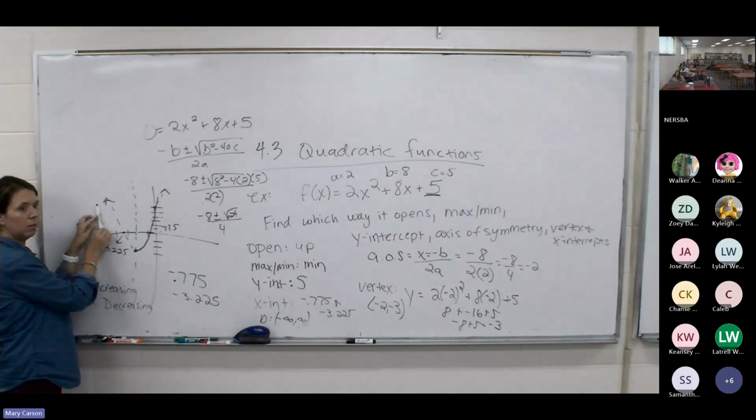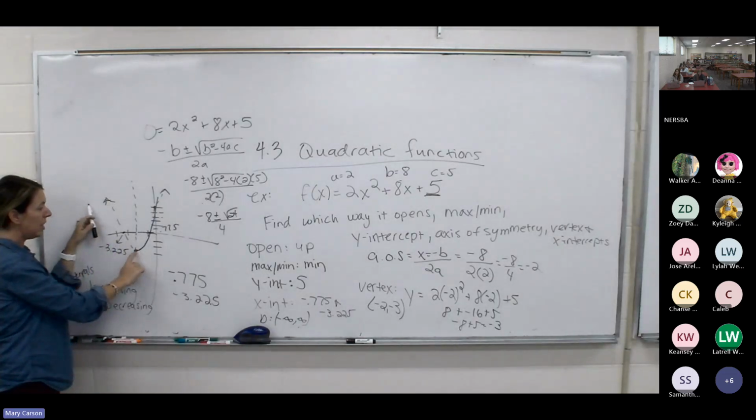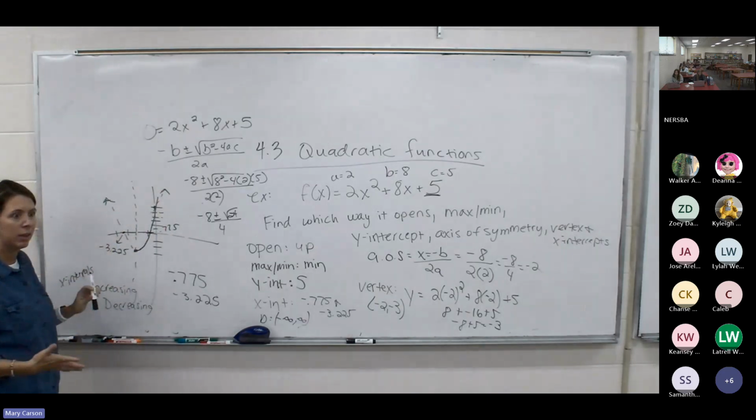Reading from left to right, it's decreasing. And then it hits this vertex, and then what does it do? It increases. And it increases. So how would I write this?